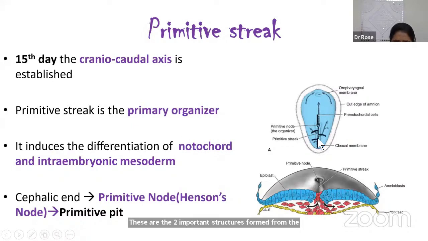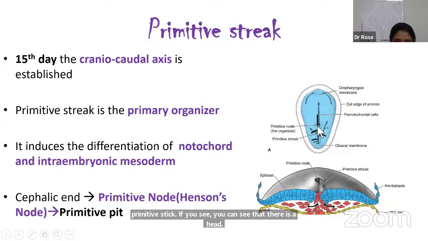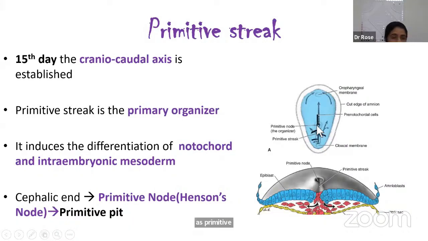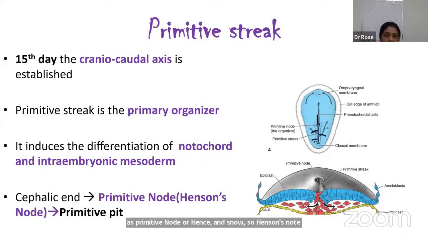The primitive streak, if you see, has a head end and a tail end. The head end is known as the primitive node or Hensen's node. Hensen's node belongs to which of the embryonic structures? One of the options can be primitive streak, primitive node.